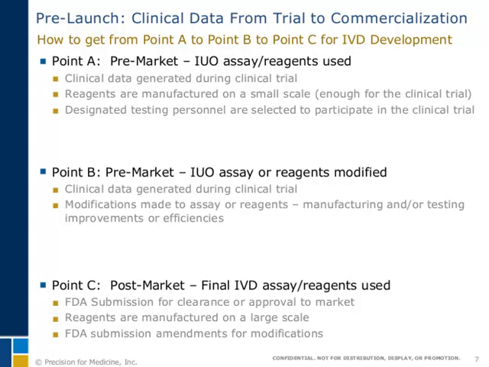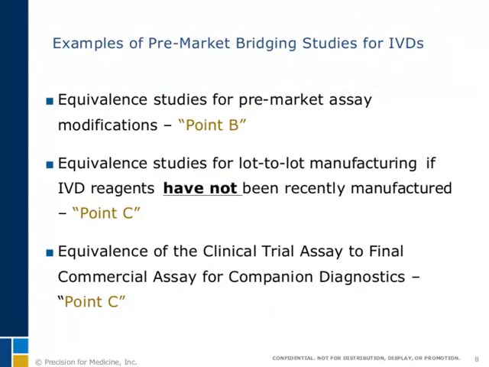So how do you get from point A to point B to point C in the pre-launch phase? And that's where these bridging studies come in. The bridging studies go from the small-scale IUO reagents that were used to generate the clinical data through modifications during the process, if there were any, and then to the final assay that's launched. So now we're going to talk about some examples of pre-market bridging studies for IVDs. And we have three examples, one of which hits at point B, and the other two address point C.